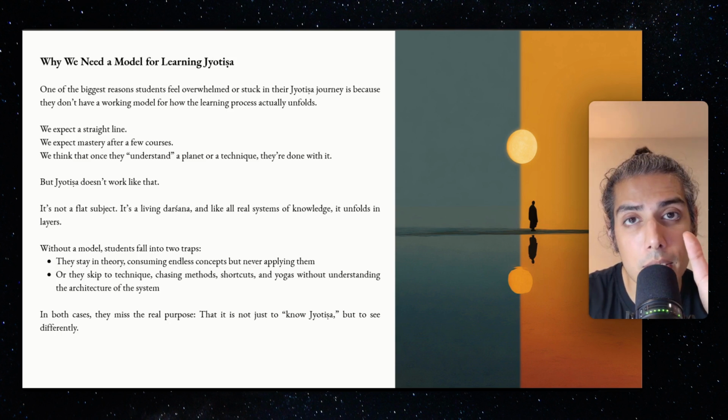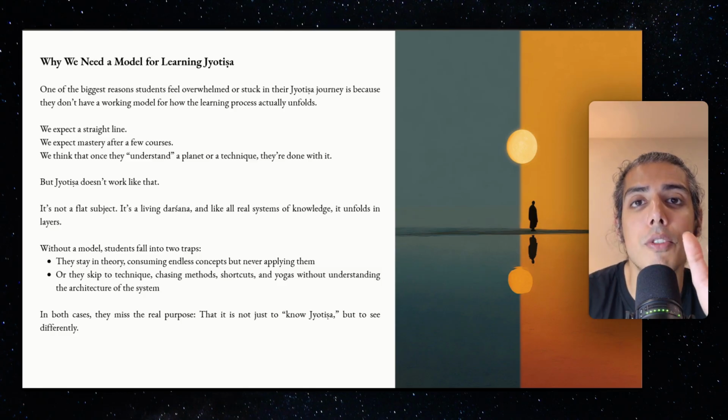And if we understand the proper formula for Jyotish, how it works, and make the system work, we can flourish. We can build a darshanic perspective, a darshanic relationship with this discipline. And like all real systems of knowledge, Jyotish too unfolds in layers. So without a model, we as students fall into two traps mainly.